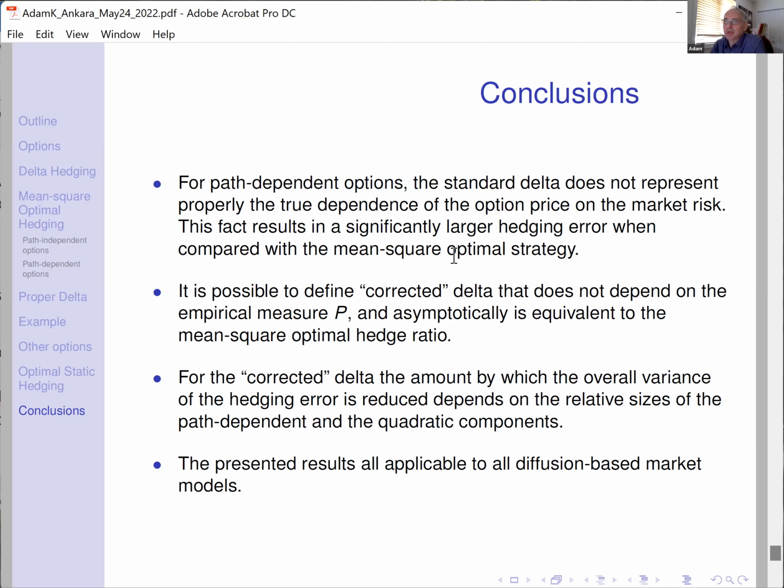And as I mentioned at the very beginning, I illustrate these results in the context of the Black-Scholes framework, but these are asymptotic. So for general models based on diffusion-type dynamics of the underlying securities, all the analysis presented here is also applicable.